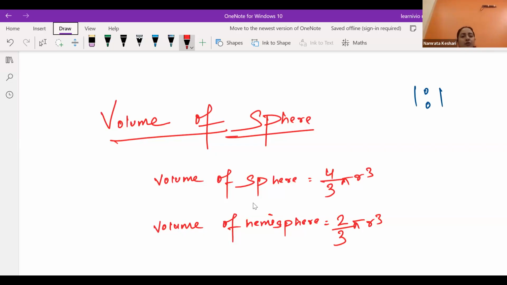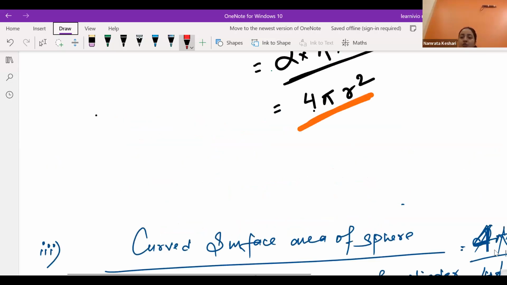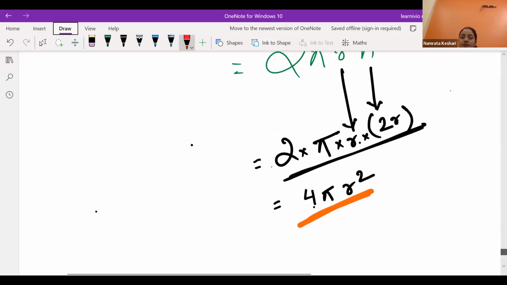This formula we are not going to discuss because that is, I think, beyond your scope. So leave it like that and just keep it in your mind. This is the formula we are having. Let's solve a few questions.